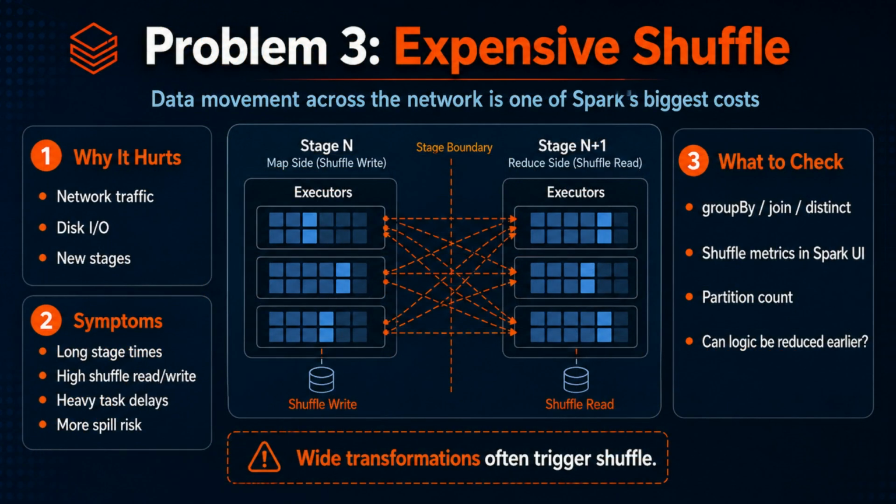The third problem is expensive shuffle. Shuffle happens when Spark needs to move data across the network so records with the same key can be processed together. This often happens with joins, group by operations, distinct, and repartition. Shuffle is powerful, but it is expensive because it uses network traffic, disk input and output, and creates new stage boundaries. In the Spark UI, you may see long stage times, high shuffle read, high shuffle write, task delays, or even spill. To investigate, ask which operation triggered the shuffle. Was it a join, a group by, or a distinct? Can we filter earlier, reduce columns, or aggregate before moving data? Wide transformations often trigger shuffle, so treat them carefully.